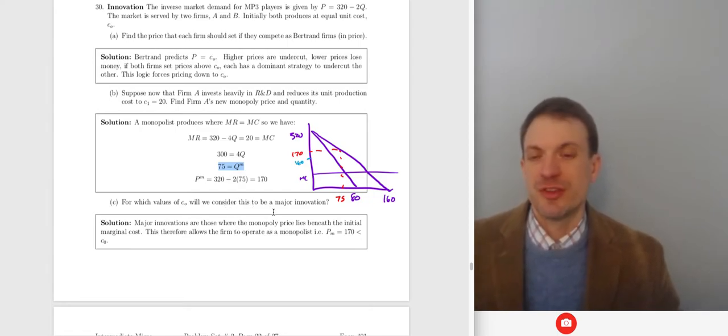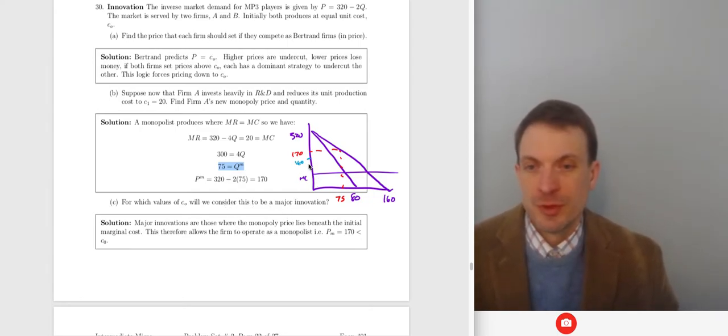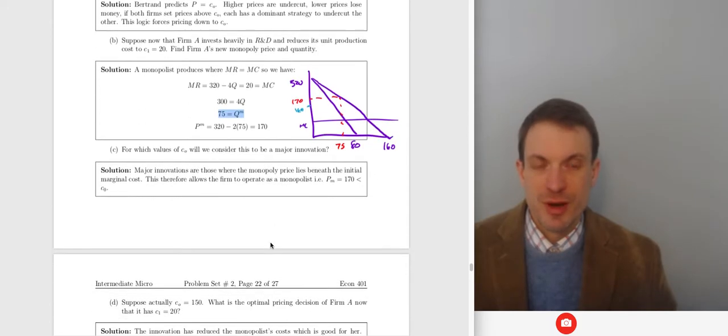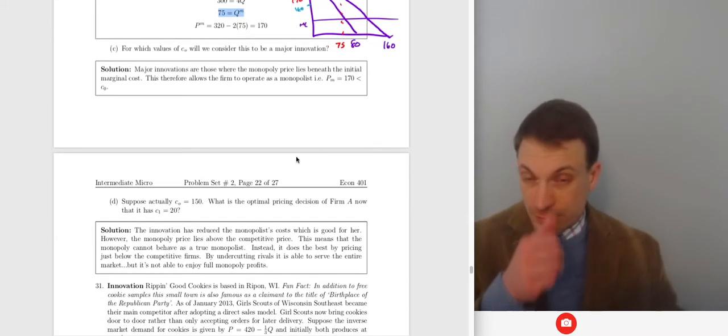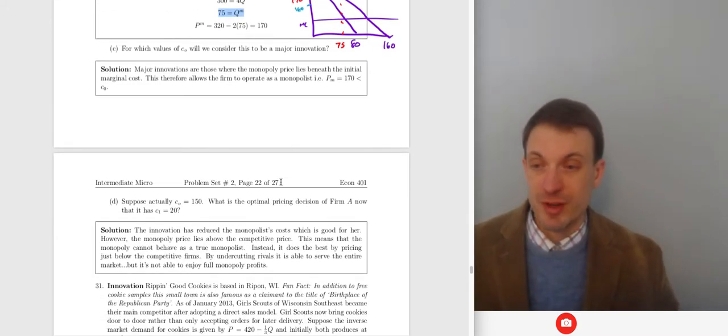For what values is this a major innovation? Well, if we're able to undercut the rival. So the major innovations are those where the monopoly price lies beneath the initial marginal cost. So this would allow us to operate as a true monopolist if the initial cost was higher than 170.